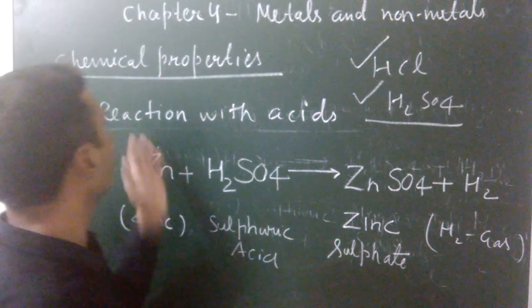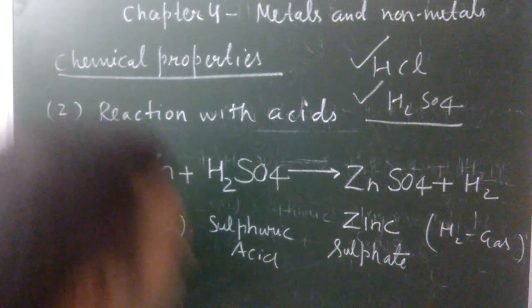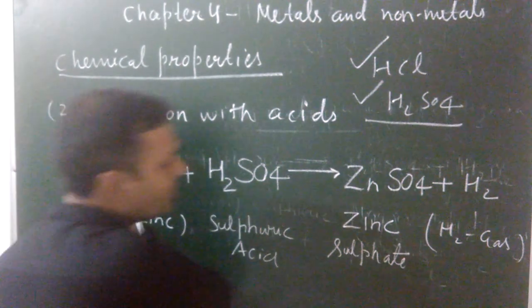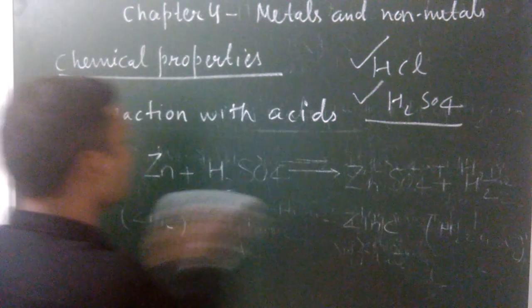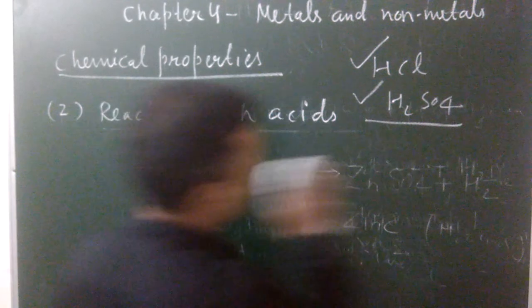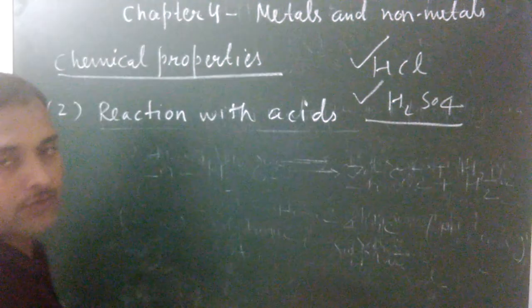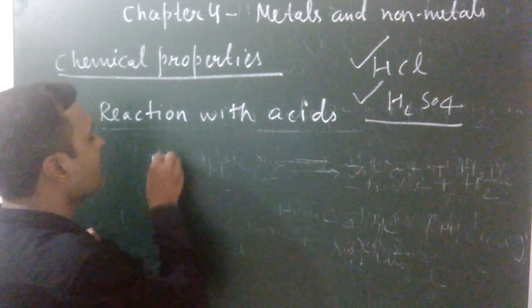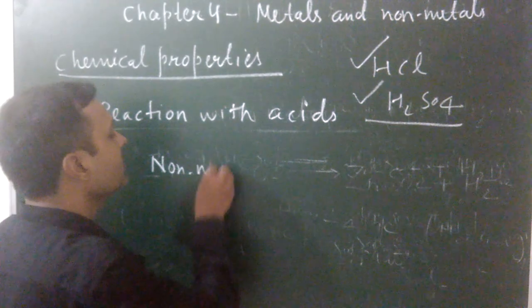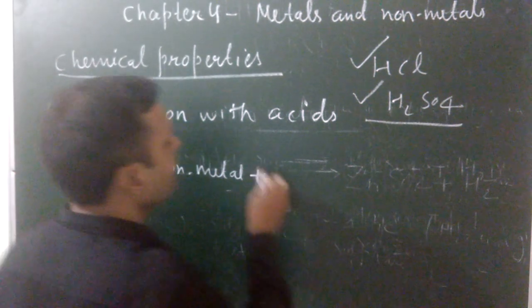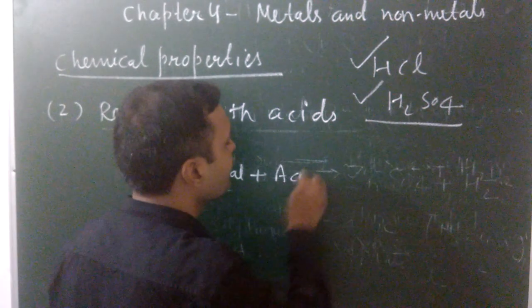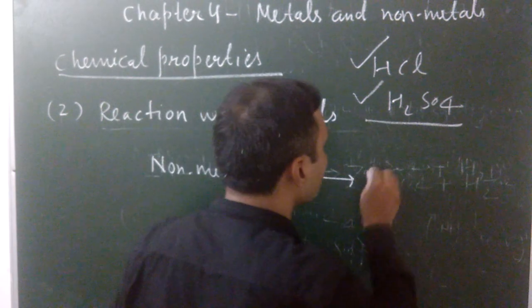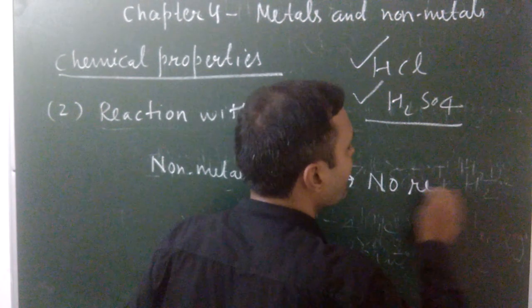Now, reaction of non-metals with acid. Generally, non-metals do not react with acid. That means there is no formation of salt and no release of hydrogen gas. You can write it: non-metal plus acid, there is no reaction, there is no formation of any product.